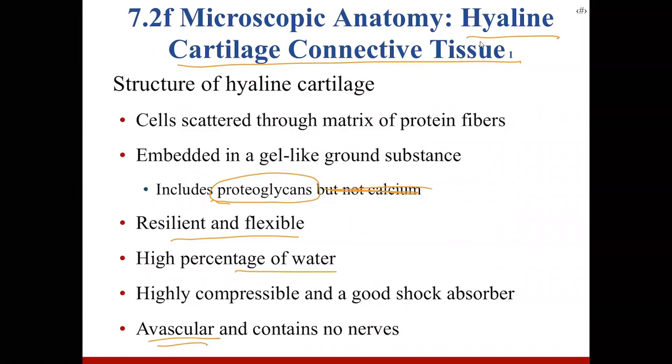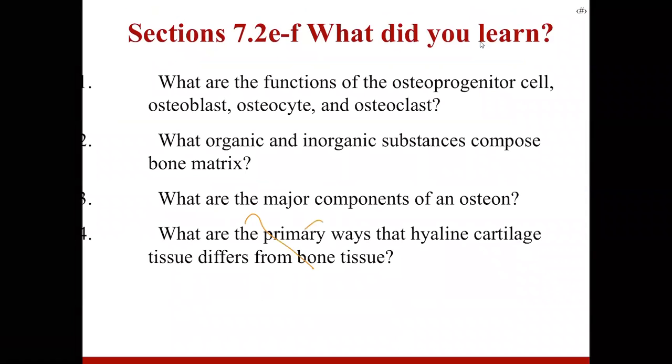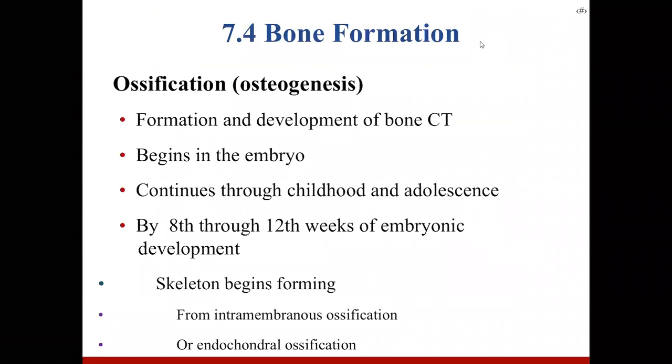It's avascular, so no blood vessels, and it doesn't have any nerves. Now, when we make bone, it's called ossification, or sometimes osteogenesis. There are two different kinds of it. The skeleton forms either from intramembranous ossification or endochondral ossification.